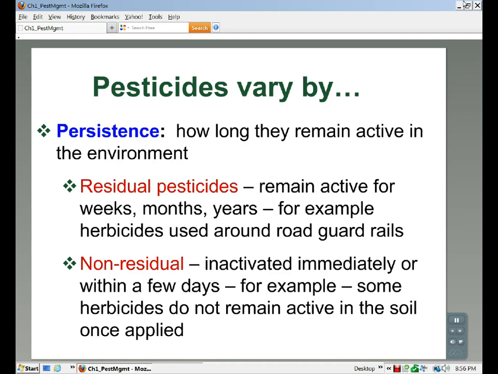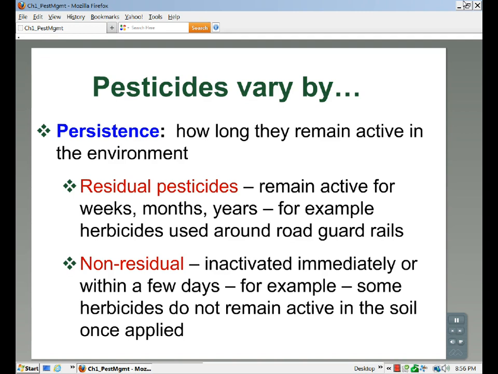Persistence is the term used for how long a pesticide remains present in the environment. DDT, which is no longer used, was a very persistent insecticide that's still found in the environment today. Many of the new products break down in a matter of hours or a few weeks. There are some persistent materials on the market today. We call them residual insecticides and herbicides and use them where we want long-term control.